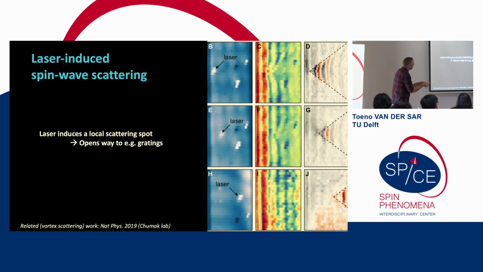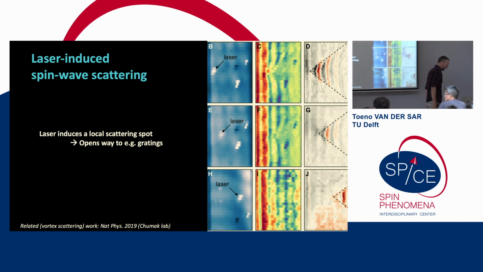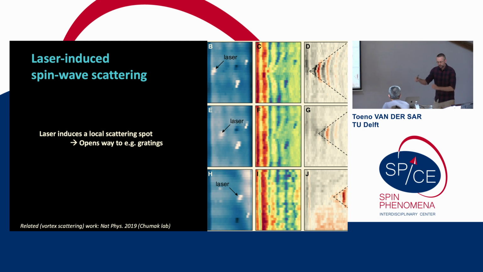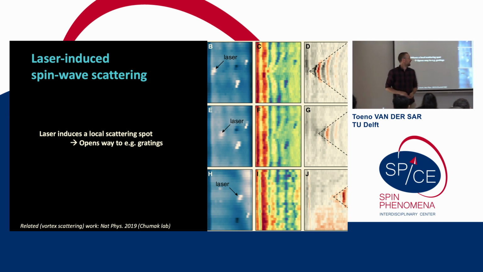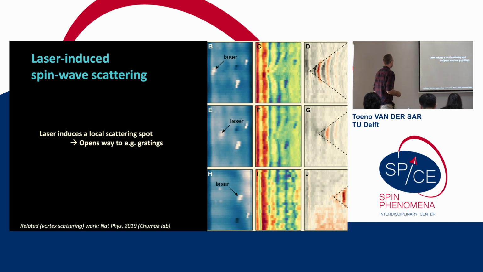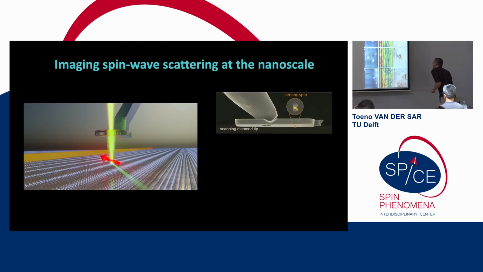And then if you take a normalized measurement, so without this laser on and with laser on, you get this pattern. So you see you can induce a local scattering spot for the spin waves. And it's nice because if you have such scattering spots, and you can make, for instance, multiple scattering spots, you can make gratings or magnonic crystals or things like that, or mirrors. So that's fun. All right, let me move to the spin wave mixing experiments.